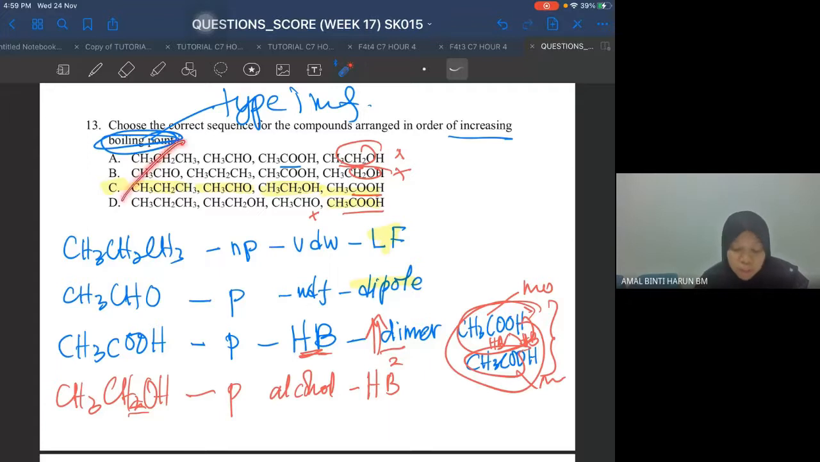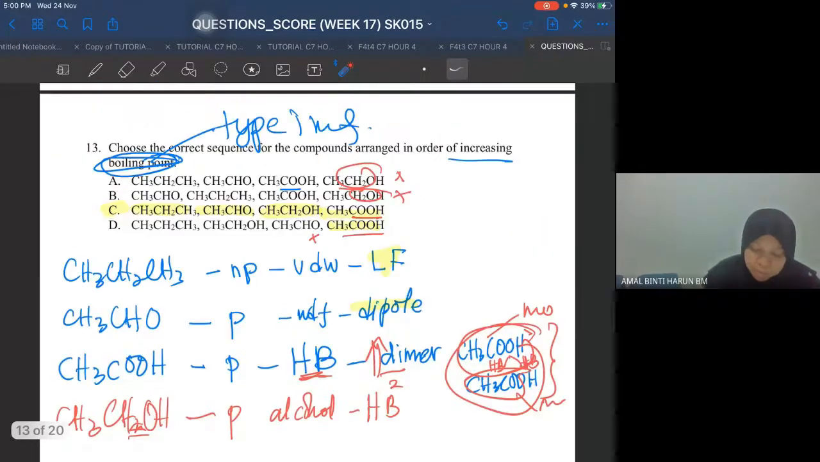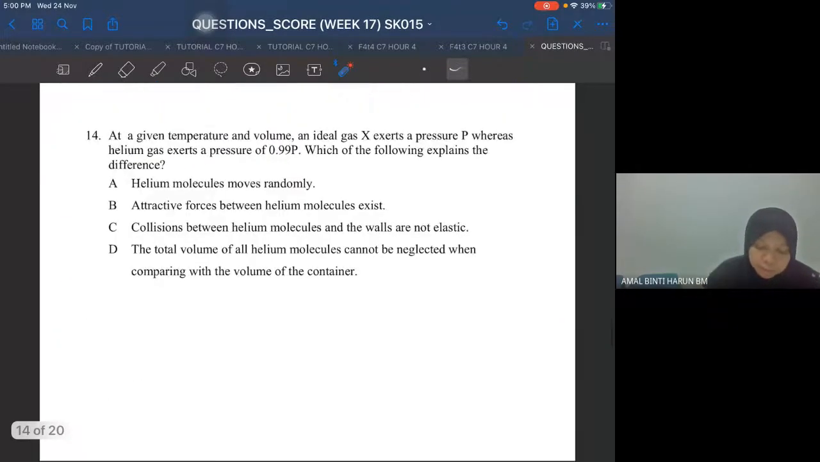Okay. So this question is unfair for you because in semester 2 you will learn in more detail. Because all of this structure is organic structure. Okay. So the answer is C. 14. At a given temperature, an ideal gas X exerts pressure. So X has a pressure of 1 ATM.